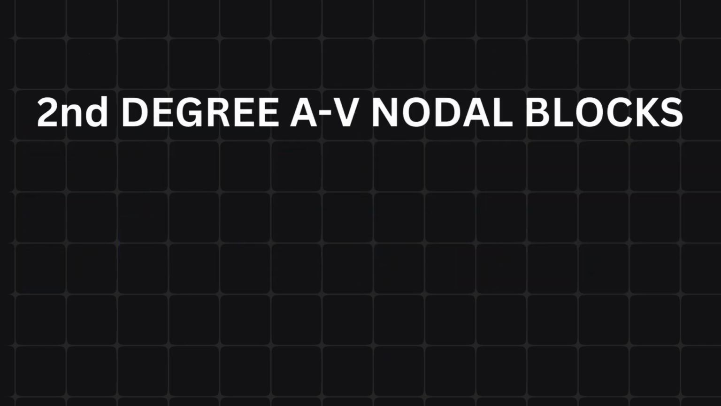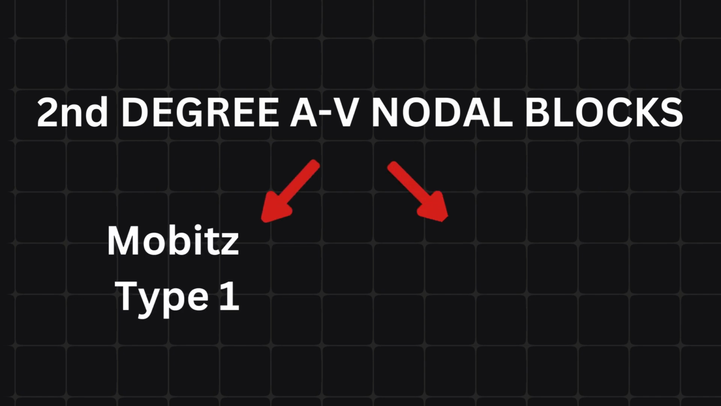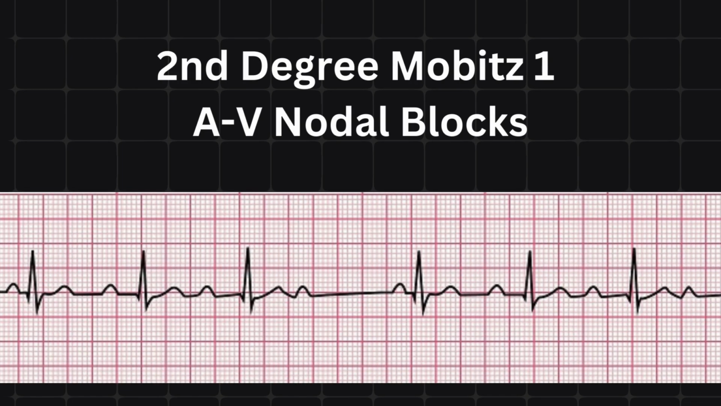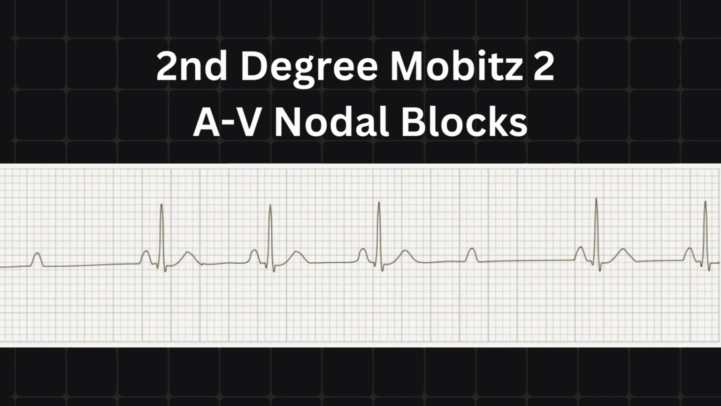The second-degree AV blocks are again differentiated into Mobitz type 1 and Mobitz type 2. In Mobitz 1, there is progressive prolongation of the PR interval culminating in a non-conducted P wave. That is, the PR interval will increase with successive cardiac cycles and ultimately one impulse will not be transmitted. Whereas in Mobitz 2 there are intermittent non-conducted P waves without progressive prolongation of the PR interval.